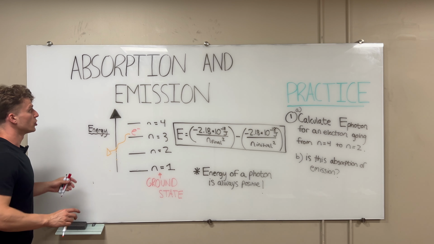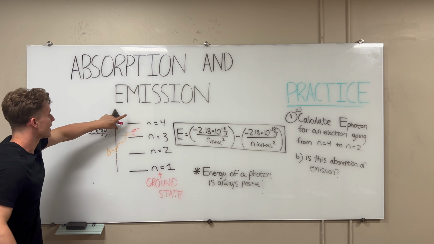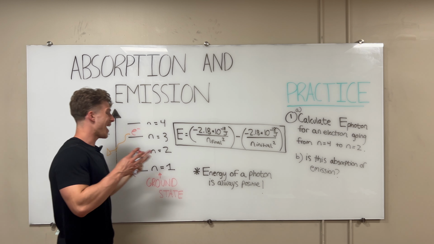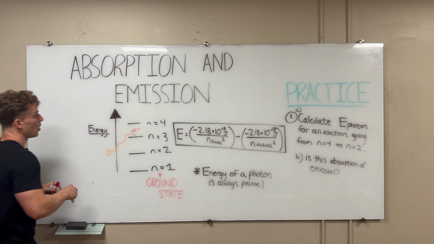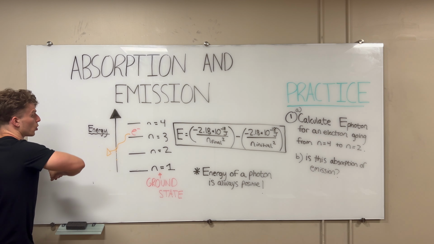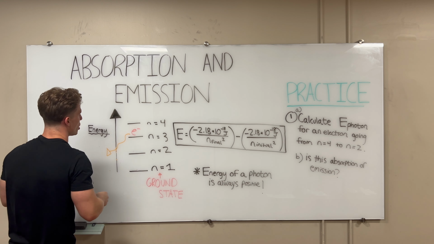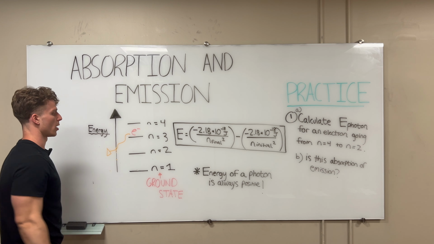Okay, so just as a review, absorption and emission: going from lower to higher for absorption, higher to lower for emission. That energy that you are either absorbing or emitting is always positive, right? We just know that in absorption, we're absorbing a positive amount of energy or a photon. In emission, we are releasing a positive amount of energy or that photon, right?